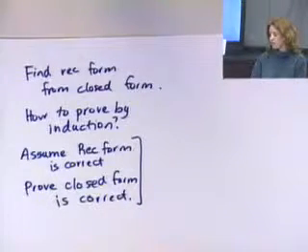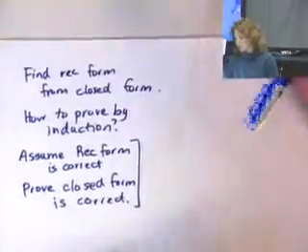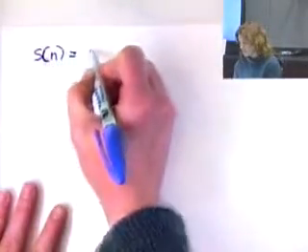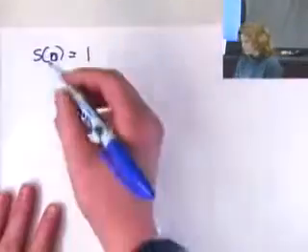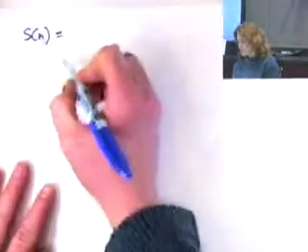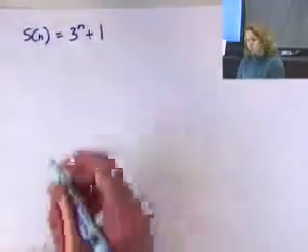So let's say we have a problem where we have a closed form, and then we can prove it by induction. So let me do one of those. So I'll just make one up. S of 0 equals 1. I need a basis. Actually, I do need to write the closed form, right? So if I define a problem, we want to do a closed form problem. So say someone tells you that S of n is 3 to the n plus 1. And we have to find the recursive form and prove true by induction.